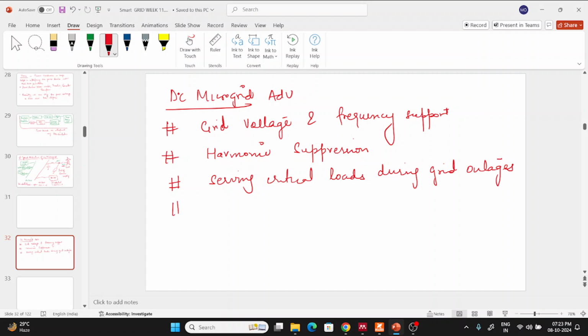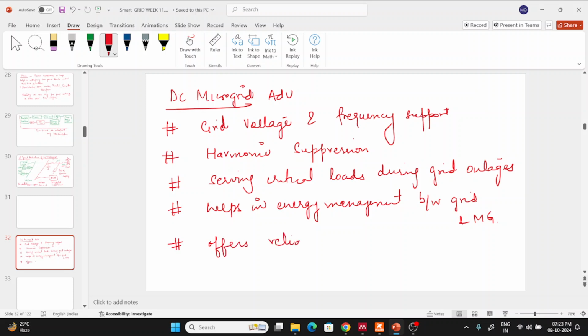Then it helps in the energy management between a grid and a microgrid. It offers reliability, stability, and flexibility. Okay, these are some of the features of this DC microgrid.